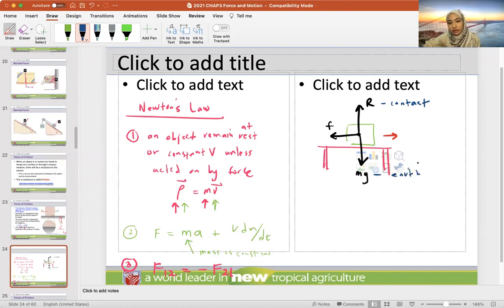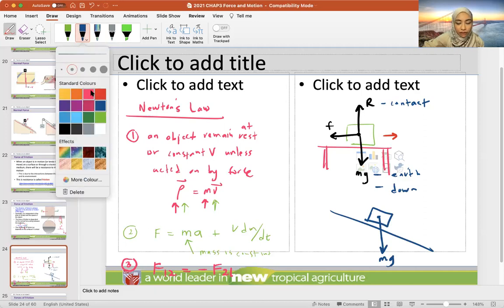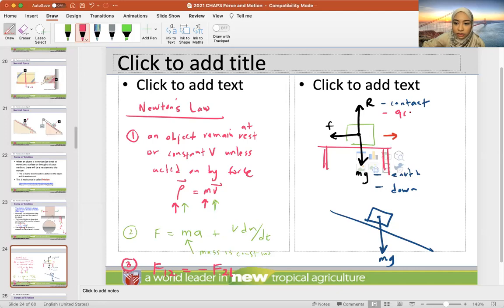And what is the direction? Downwards. Always. Walaupun kita atas satah condong, even though we're on an inclined plane, your mg is still going downwards. And then what is the other condition for reaction force? Ada lagi satu about the direction. Perpendicular, yes. 90 degrees to surface.